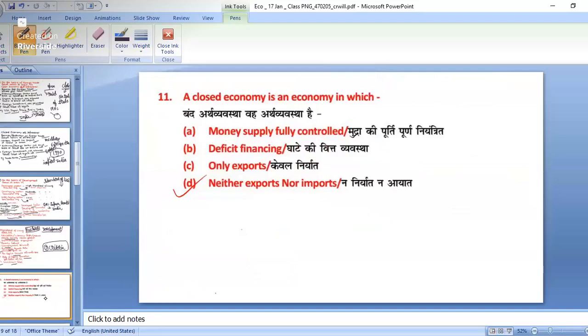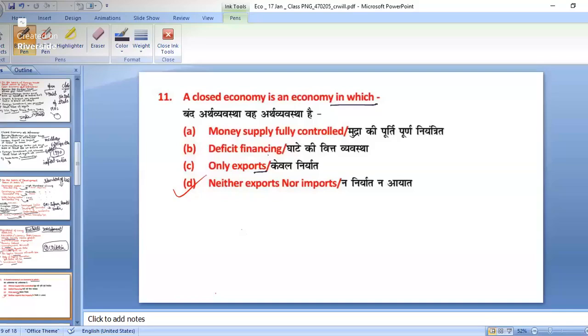Now we still have one more part, on the basis of ideology, types of economy. But before that, we will see some questions. We studied the closed economy. A closed economy is an economy in which, we saw, money supply is fully controlled, deficit financing, only exports. We remember that exports happen in the open economy.